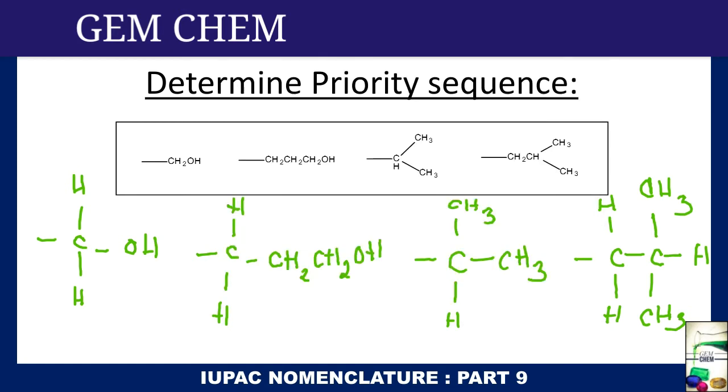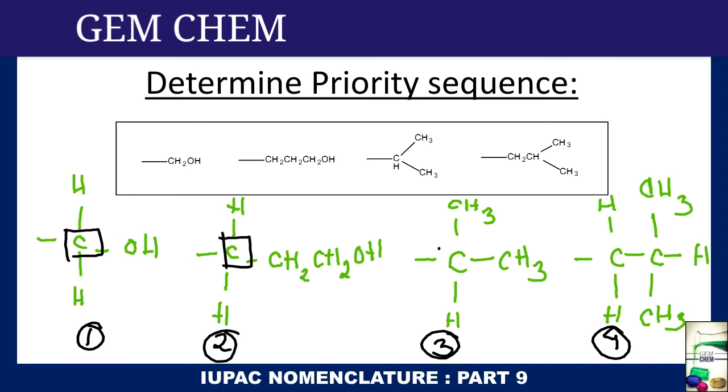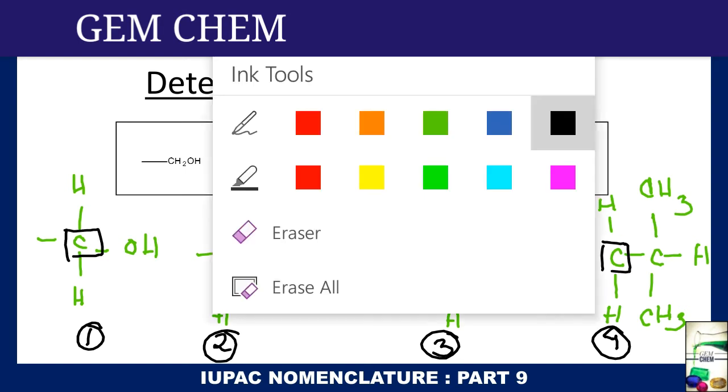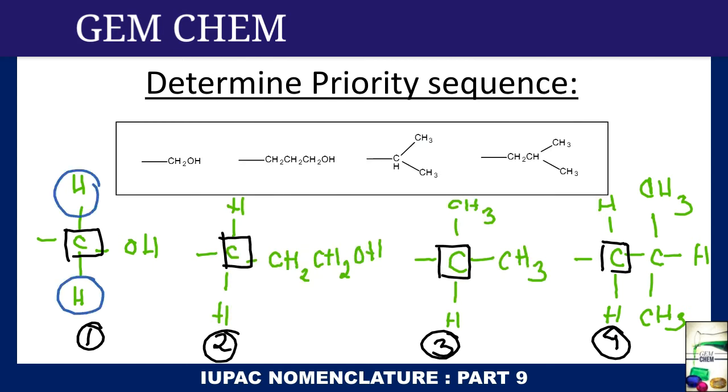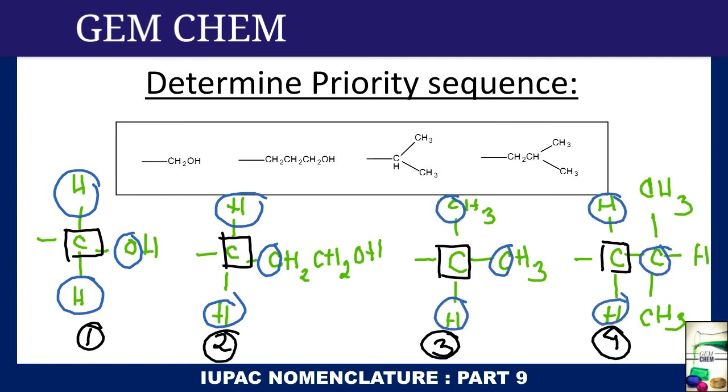Now we mark this one as 1, 2, 3, 4. Now first is the carbon atom. So carbon is common for all, right? If we go for the next atoms, that is hydrogen, hydrogen and oxygen, hydrogen, hydrogen and carbon, carbon, carbon, hydrogen, hydrogen, hydrogen and a carbon. Now oxygen has more atomic number, right? So this number 1 gets the priority first.